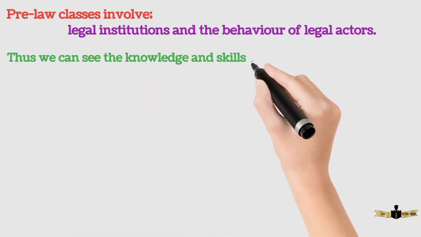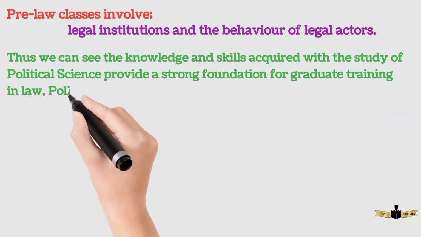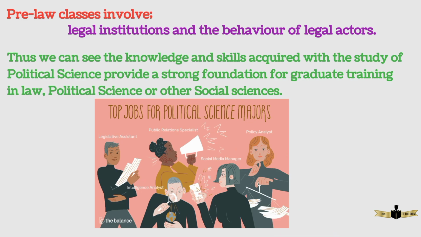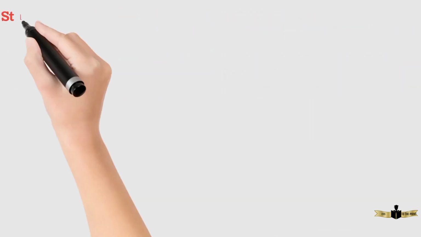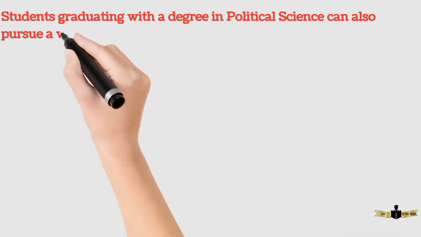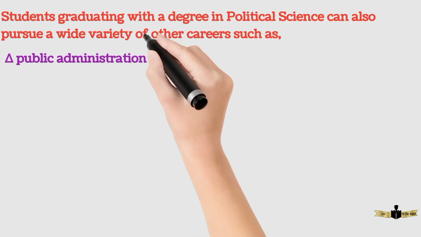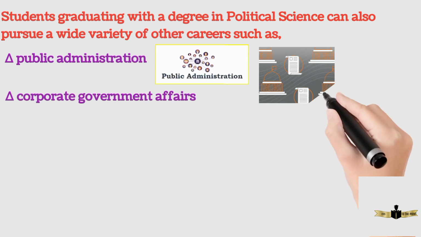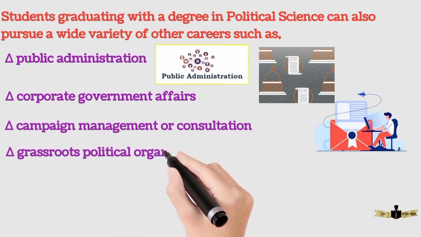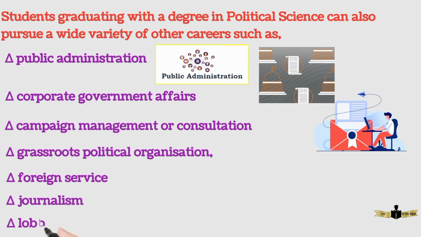Thus we can see the knowledge and skills acquired with the study of political science provide a strong foundation for graduate training in law, political science, or other social sciences. Students graduating with a degree in political science can also pursue a wide variety of other careers, such as public administration, corporate government affairs, campaign management or consultation, grassroots political organization, foreign service, journalism, lobbying, and teaching.